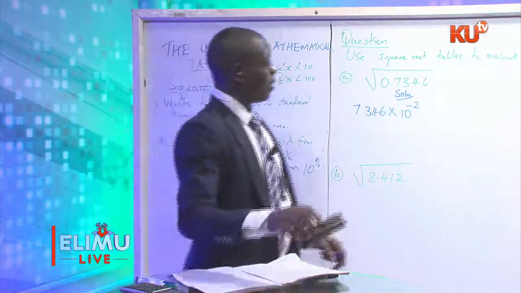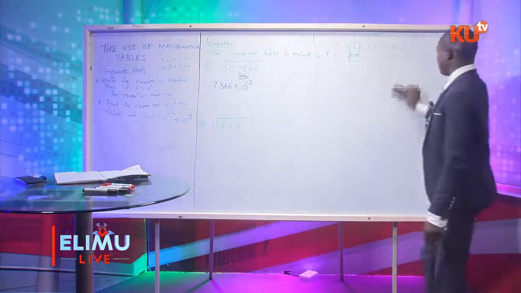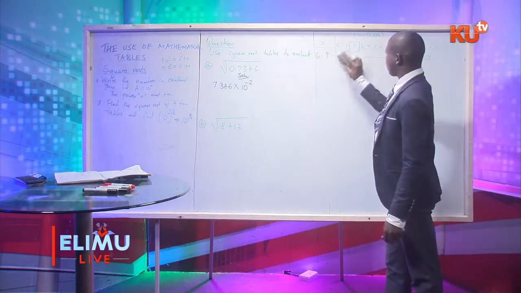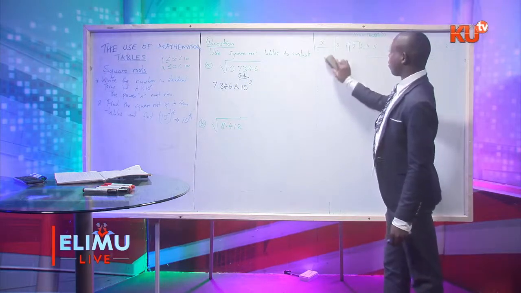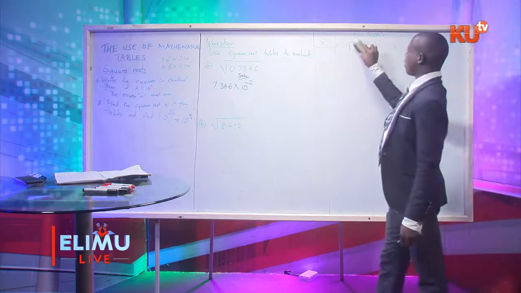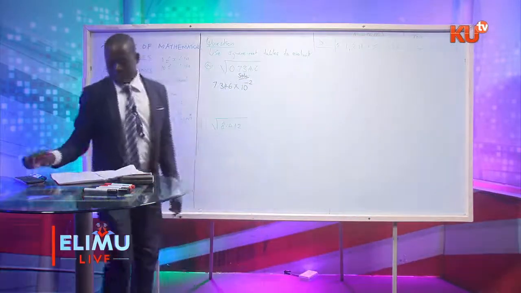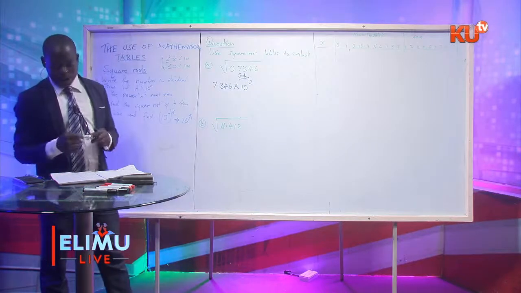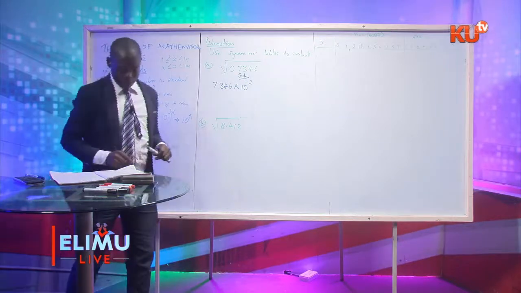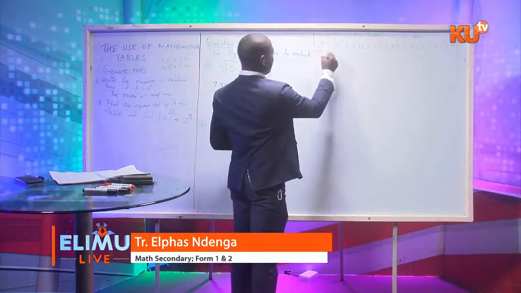Again, square roots, just like squares, they have the same columns. We have the main column with the x column, and then we have the addition column. So look at the square roots and check where we have 73 in the x column. That's on page 24, 73. Under x, identify 73.